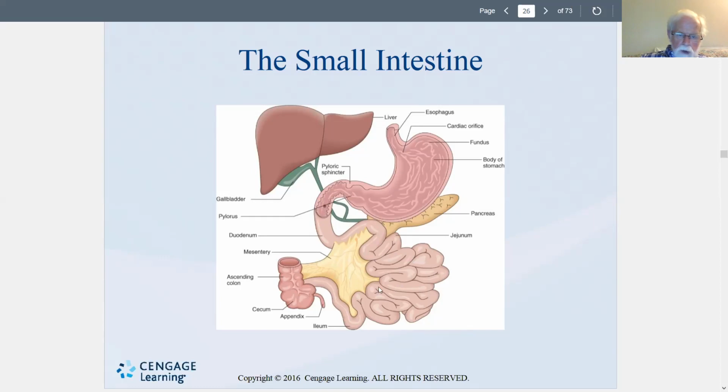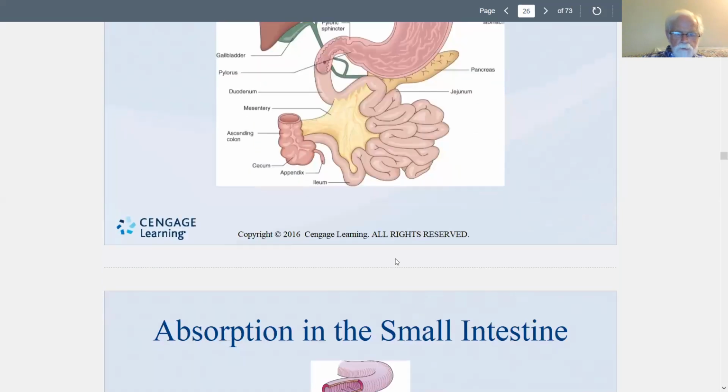And then the next 12 feet or so are the ileum, moving into the ascending colon, the base of which is called the cecum. This is where the appendix comes off. So this is the right side of the body. The large intestine then loops back over the small intestine. So we have an ascending, a transverse, and a descending loop.